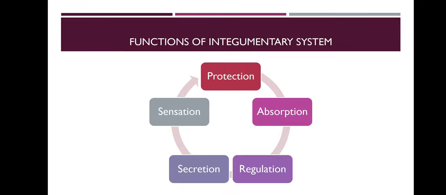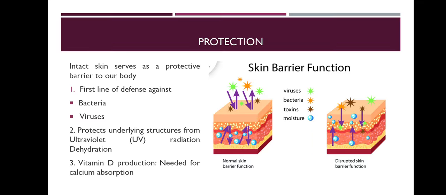So let's see what the functions of the integumentary system are. The functions are protection, absorption, regulation, secretion and sensation. Let's see them one by one. First, the protection function. As intact skin, it serves as a protective barrier for our body. As a protective barrier, it serves as the first line of defense against various bacteria and viruses.